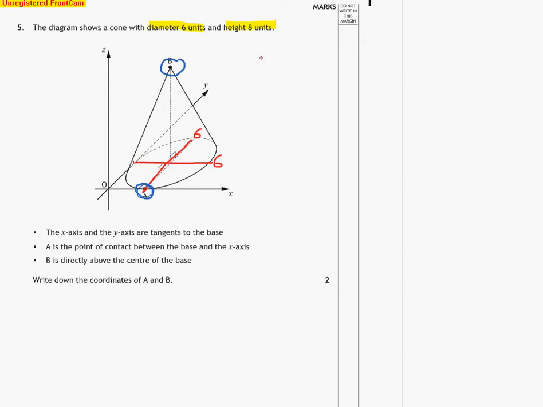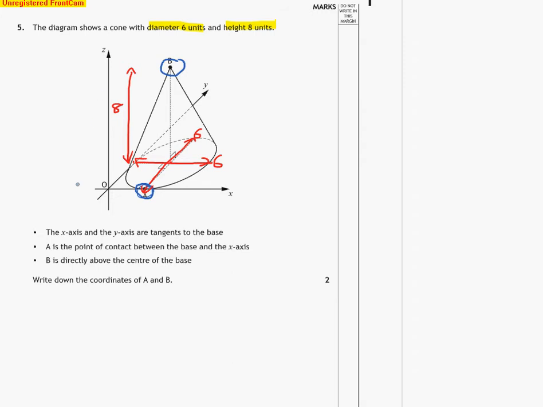Okay, the height is 8, so we know that from the base here, from the centre all the way up to here, it's going to be 8. So I just put that in there, 8. That's 6 and 6. So again, mark these up on your exam paper if you want. Feel free to do so. That's fine. So that's what we're talking about. Coordinates of A and coordinates of B.